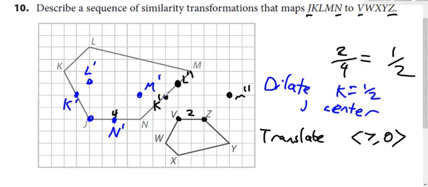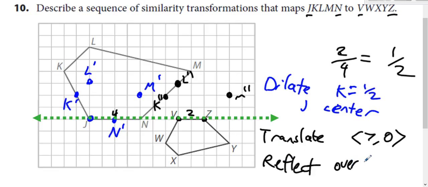and there's K. So to get everything then to match up, it just needs to reflect down across this line. That line that goes through VZ, or you could call it JN if you want. And then everything would match up.